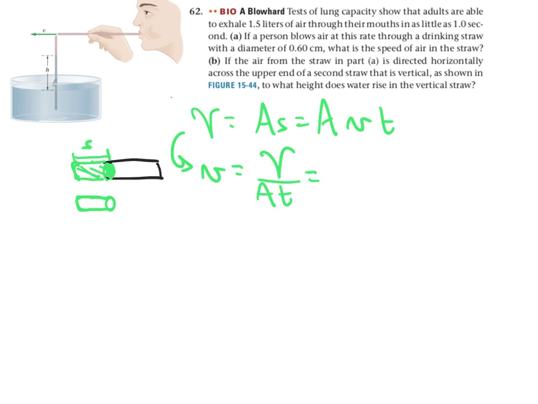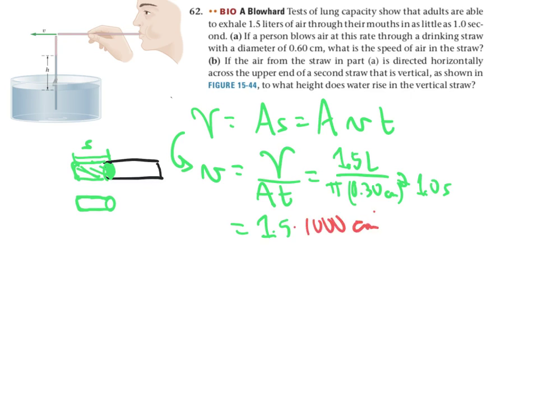So we have 1.5 liters over the area, which is going to be pi r squared. The diameter is 0.60, so the radius is 0.30 centimeters, quantity squared, and the time is 1.0 seconds. Then we're going to use that 1 liter is 1,000 cubic centimeters. That's a conversion factor you can find online or from chapter 1. And then down here we're going to have pi times 0.3 squared, which is 0.09, and we'll have centimeters squared.